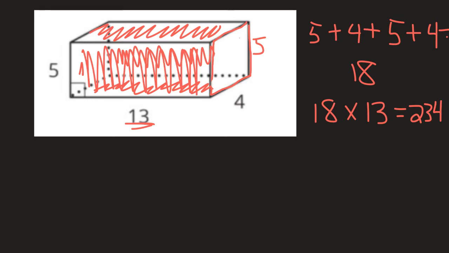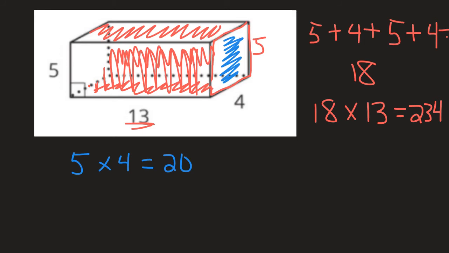Now, if we want to find the area of the base, what you're going to do is 5 times 4, which equals 20. But we have two bases here. We've got one on one side and one on the other, so let me mark that base as well. So we've got that one, so you do 20 times 2, which is 40.